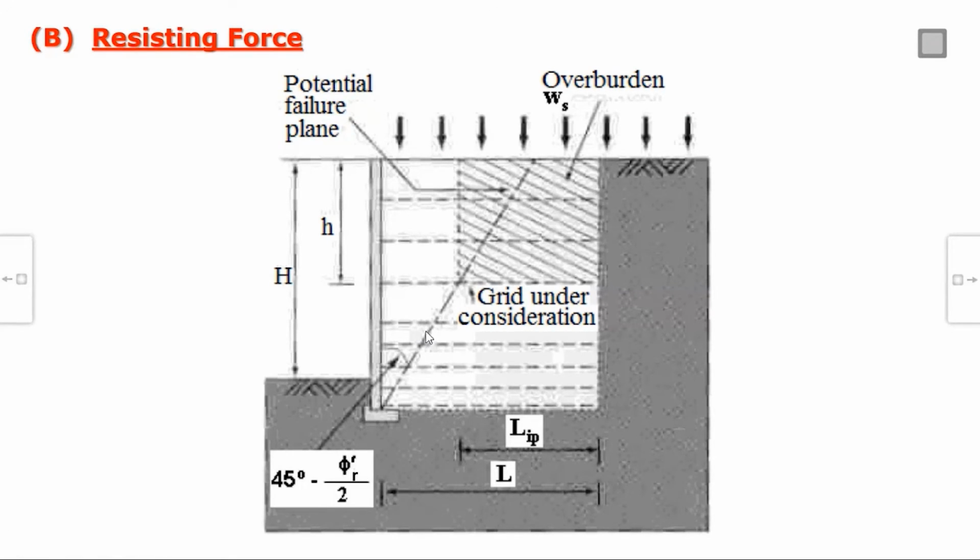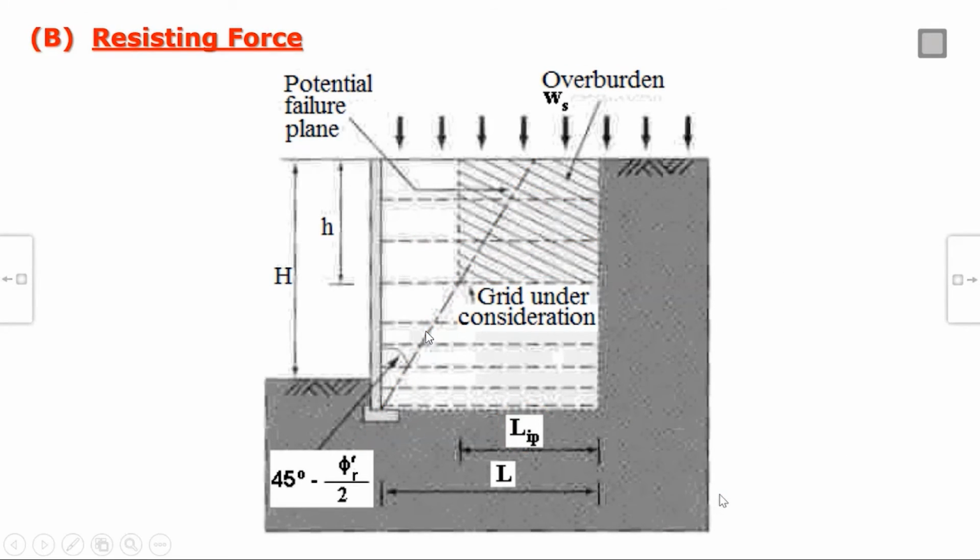And to calculate the resisting force, let us say this is the wedge. If this wedge is formed and it is cutting whatever reinforcement, then for the reinforcement cut, only the length beyond the wedge, where adherence is available, will be useful. This length has become loosened. So this length is called LIP, whatever length is still mobilizing the tension, and this is the total length. Wedge angle is of course 45 minus phi r by 2.